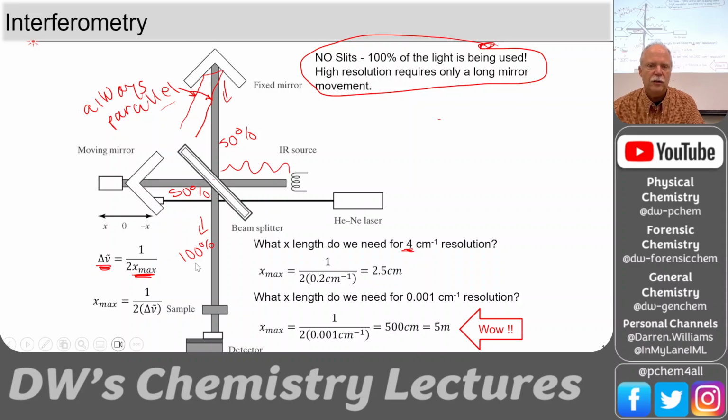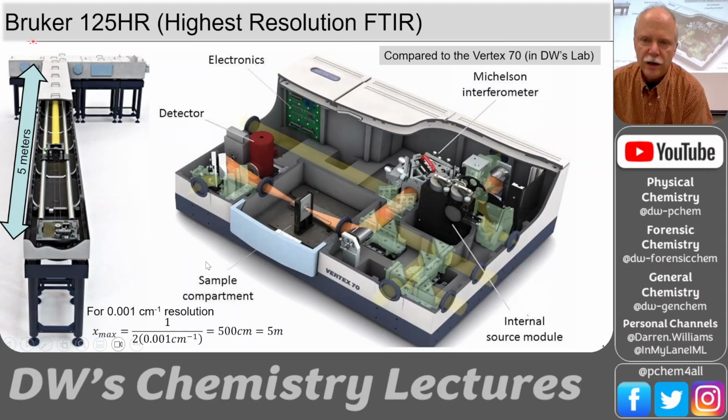So this is what we have in our spectrometers. This is the one in DW's lab, in my lab. We've got the interferometer here, and it's pretty small. It moves both mirrors on a little rocker arm, and maybe the whole length is probably 4 or 5 centimeters. Okay, it's not very far.